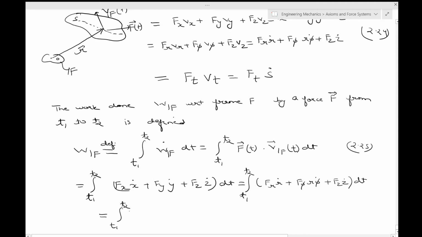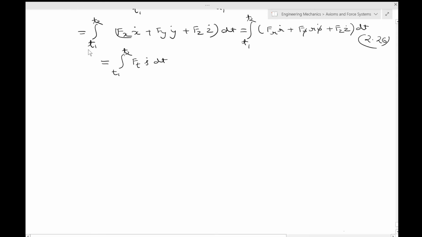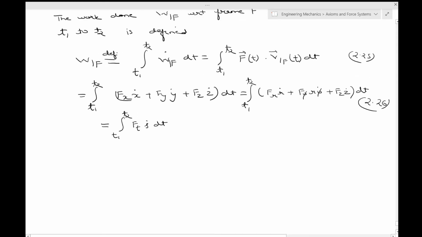t1 to t2, f_t s dot dt. Okay, this is 2.26. So this is in the path coordinates. So we consider two cases. After having learned about this kinetic energy, power and work, let's consider these two cases.